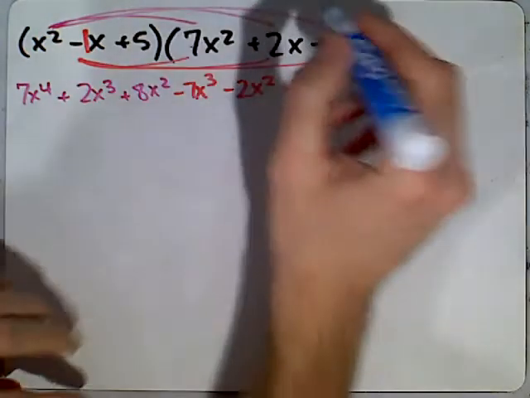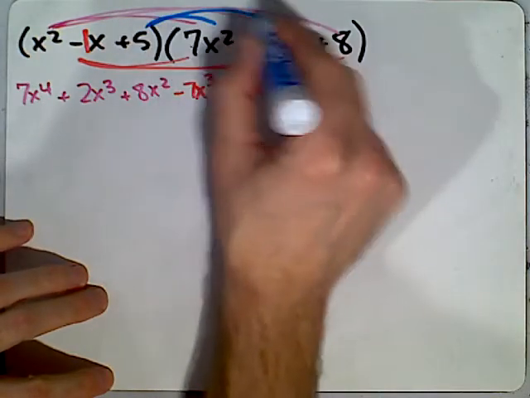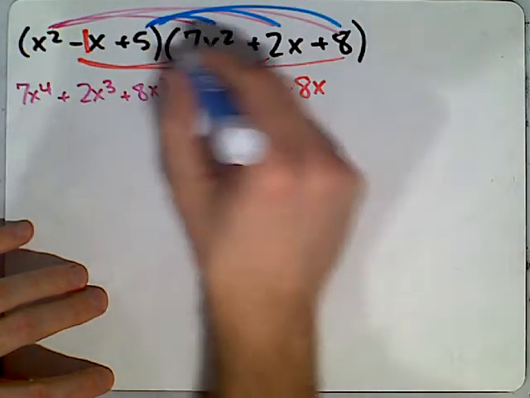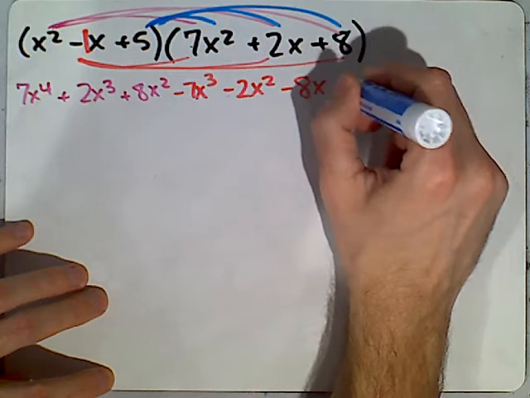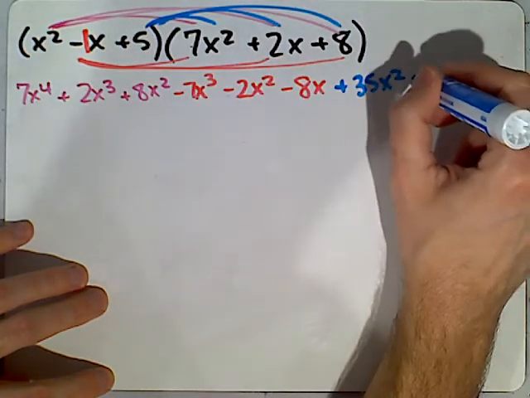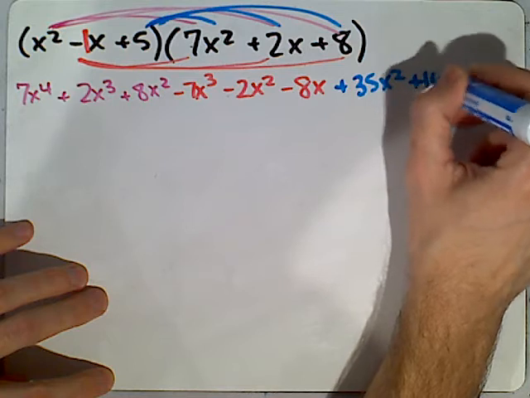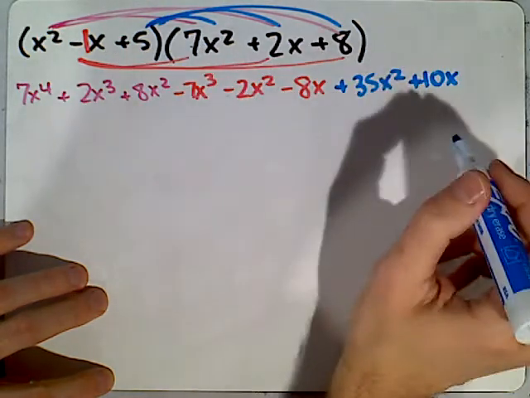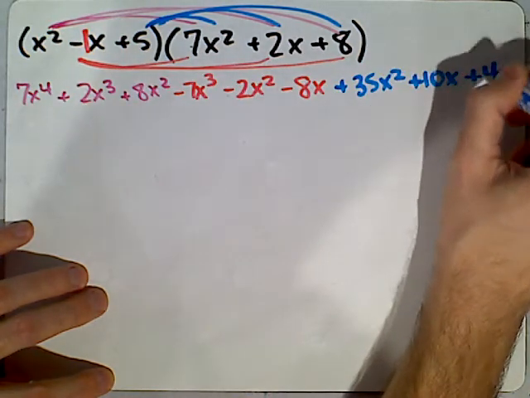Alright, our last term we have to distribute is this positive 5. We'll multiply that 3 times as well. 5 times 7x squared is positive 35x squared. 5 times 2x is 10x. And 5 times 8 is 40.